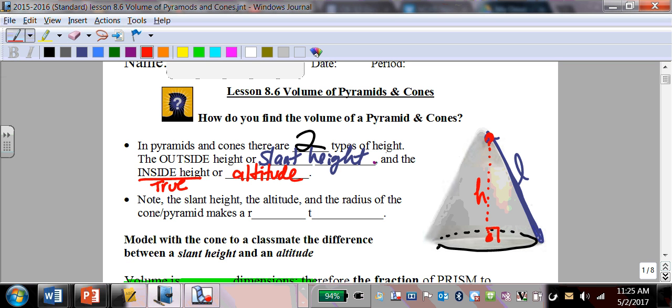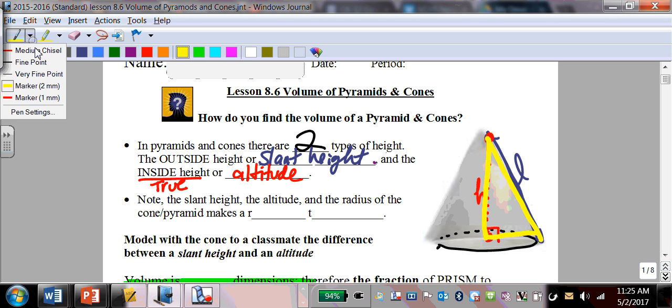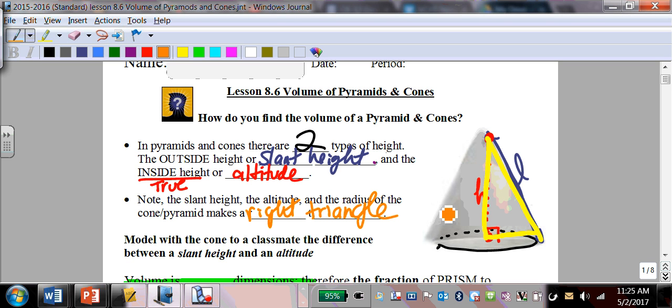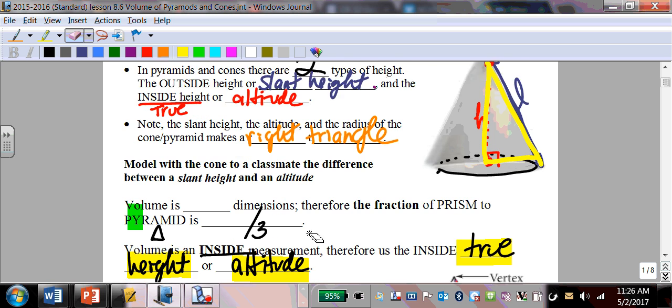An outside height and an inside height. Okay? Now, I'd like you to trace up the slant height, trace down the true height, and across the radius. Out loud, what kind of triangle do you got? Bingo. So watch out. You're going to have a lot of right triangle stuff going on today.